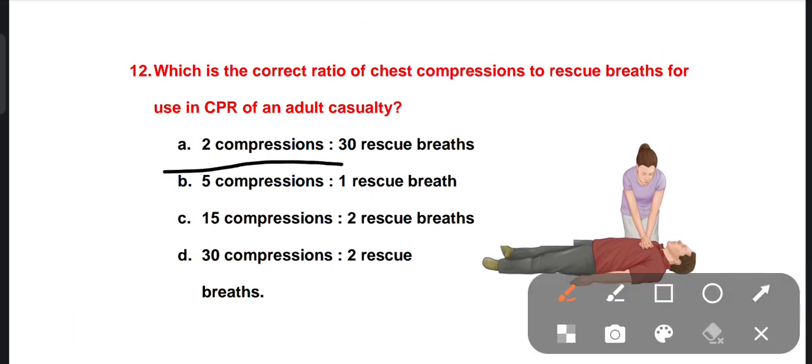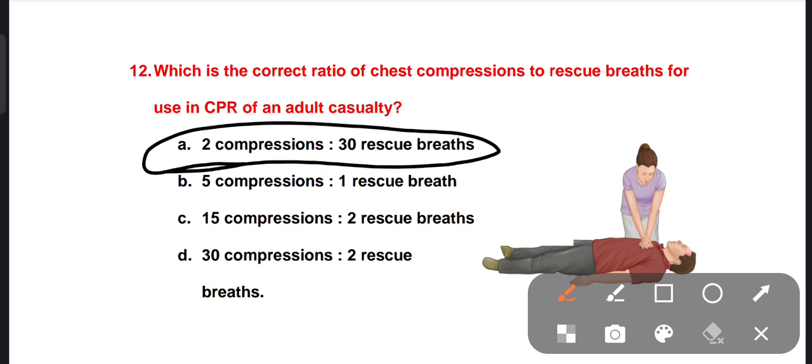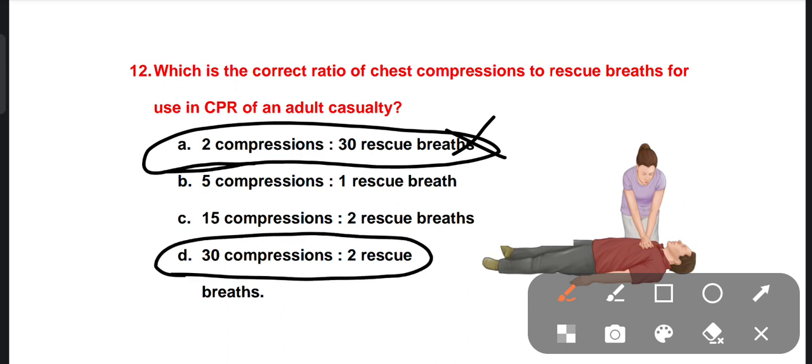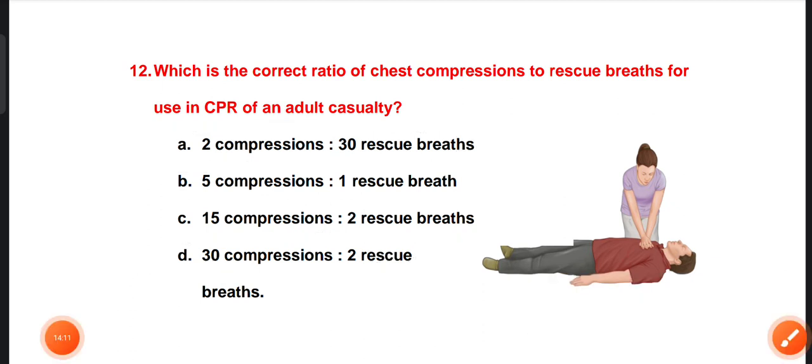Option A. So we need to give the two, sorry, this is not right, wrong answer. This is the right answer: 30 compressions and 2 rescue breaths. So we need to give 30 compressions, and after each 30 compressions, we have to give the artificial breathing. So the right option is option D.